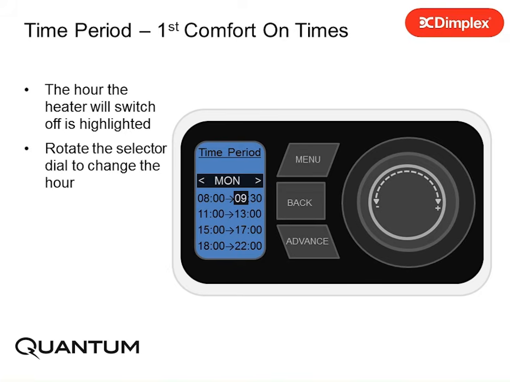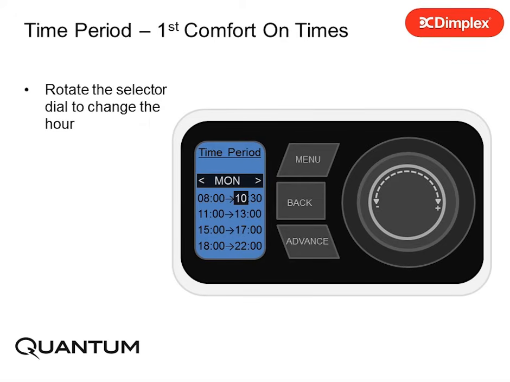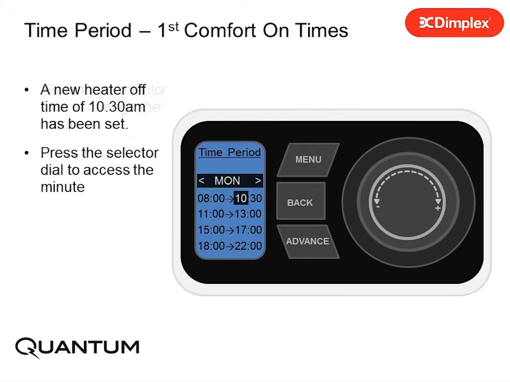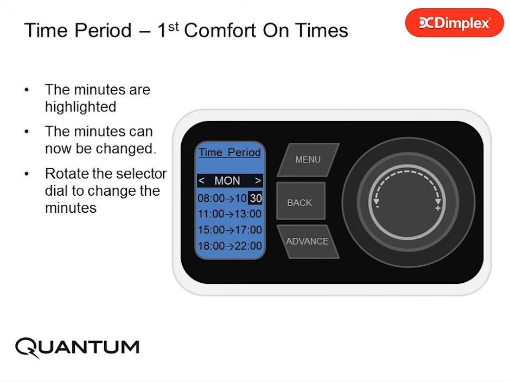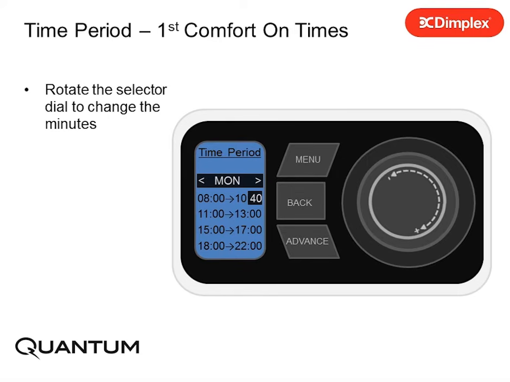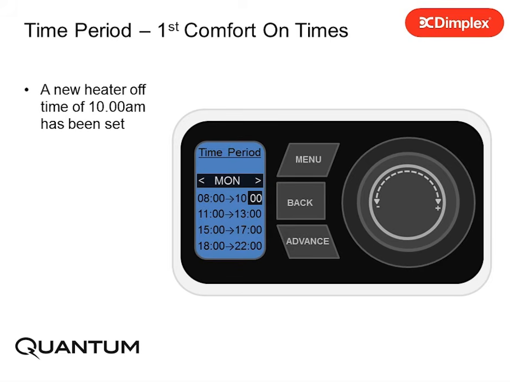The hour the heater will switch off is highlighted. Rotate the selector dial to change the hour. A new heater off time of 10:30 am has been set. Press the selector dial to access the minutes. And the minutes are highlighted. The minutes can now be changed. Rotate the selector dial to change the minutes. A new heater off time of 10 am has been set.